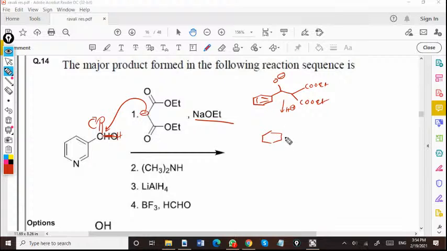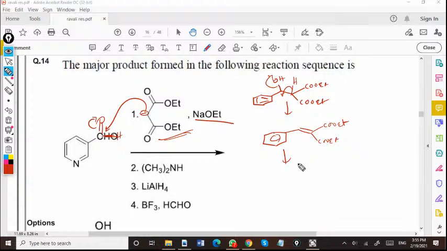So I'm trying to write little shortcuts. So try to understand. If it abstracts the H plus, it will become OH. Once it gets turned into OH, this H plus and OH will be eliminated in the presence of base. So it's going to become this. So that is the first step.